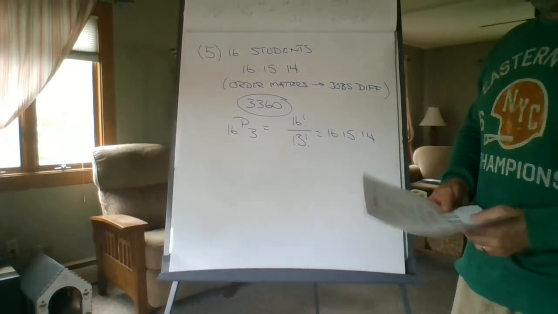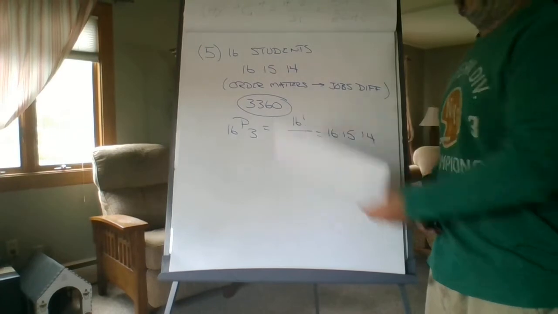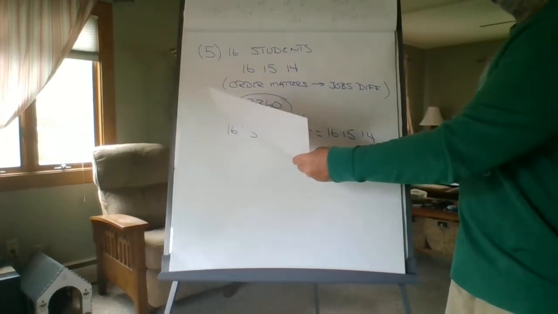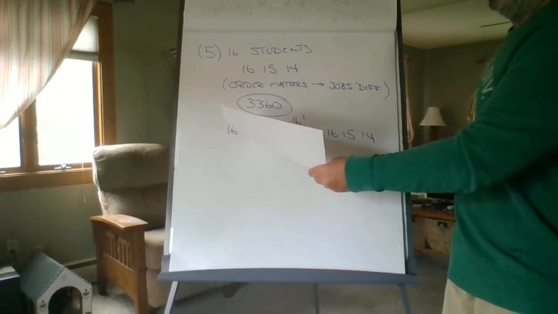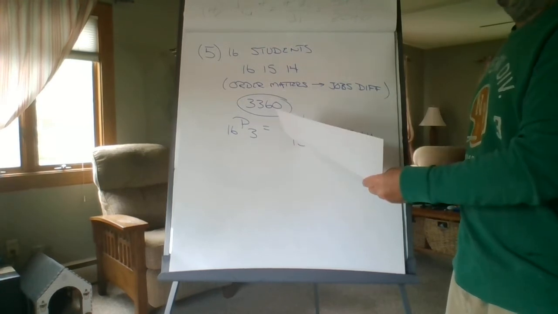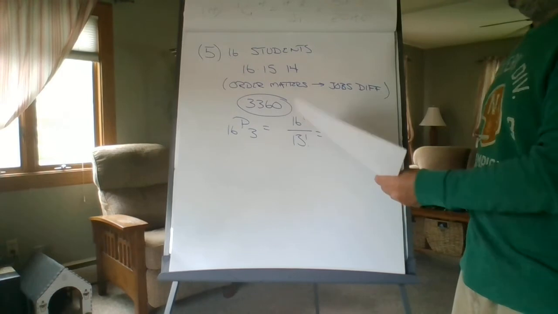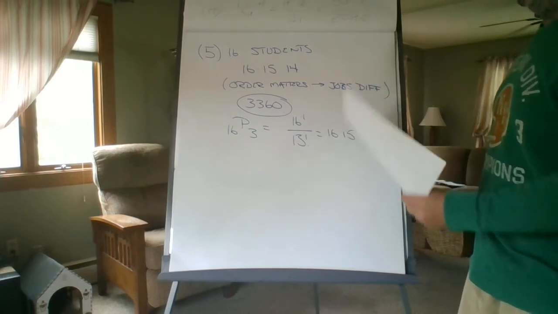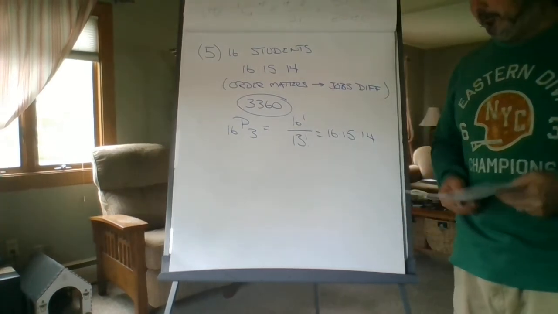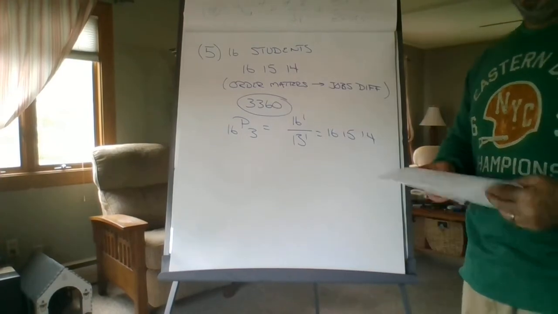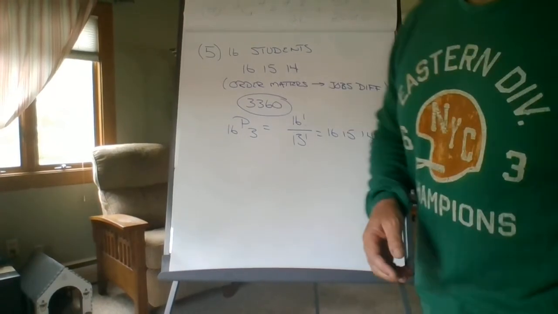If we were going to use a formula, since the jobs are different, we would use permutations. So it'd be 16 choose 3, would be 16 factorial over 13 factorial, because 16 minus 3 is 13 factorial. We end up with 16 times 15 times 14. And our final answer is, either way, 3,360. All right.